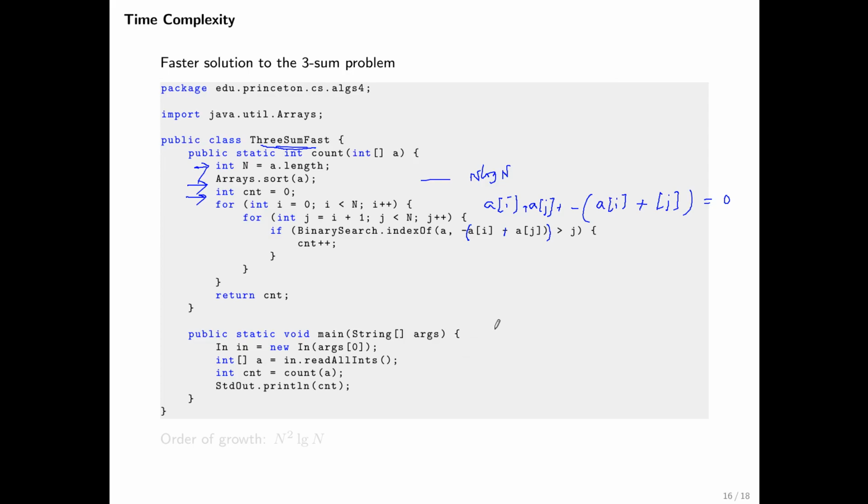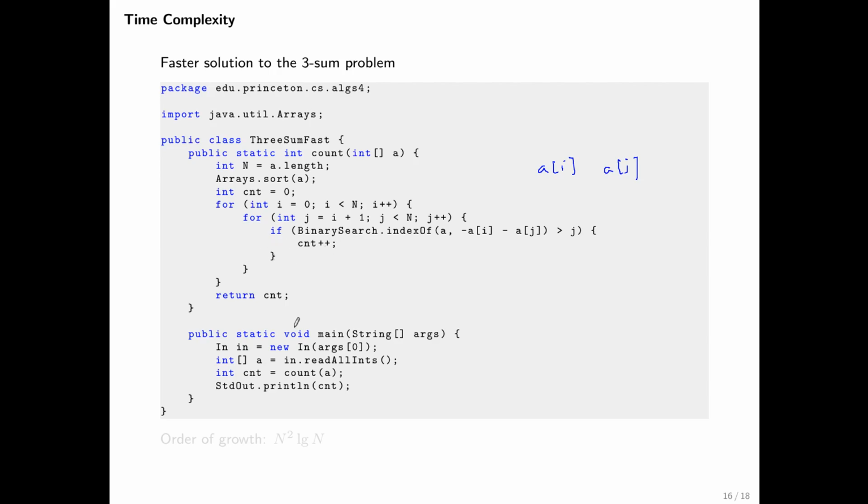So to summarize, we have items a at i and a at j, and if we find the negative of their sum in the collection A, then we know that we have a triple that sums to 0, in which case we increment count by 1.